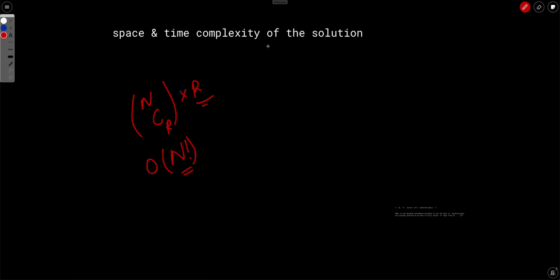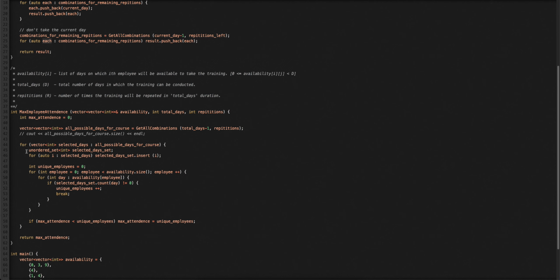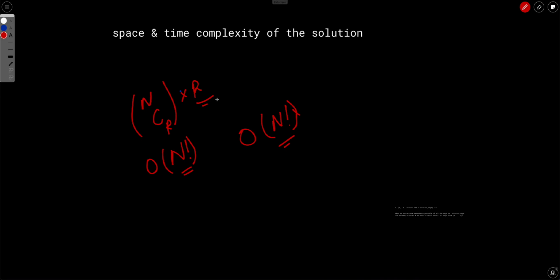Coming to space complexity, it is even worse. Space complexity is also of the order of n factorial, because we are actually storing all these possible combinations in a vector of vectors. So this vector will be of size approximately n factorial. That's what the space and time complexity are.